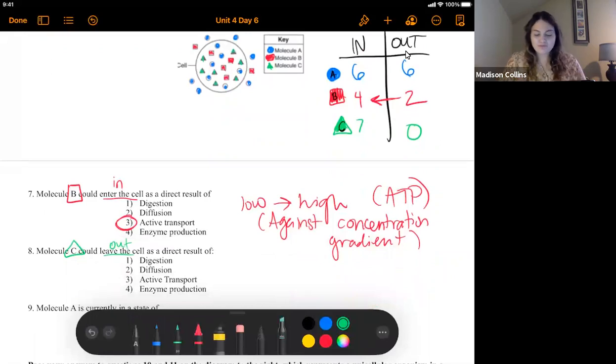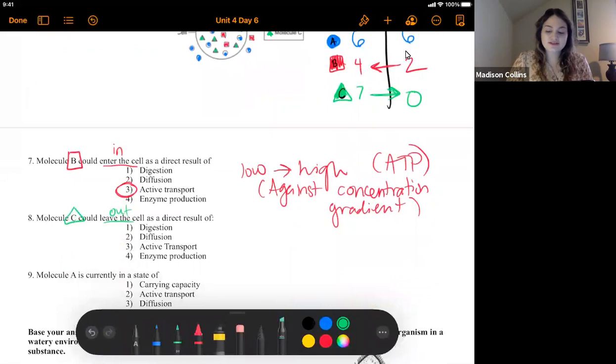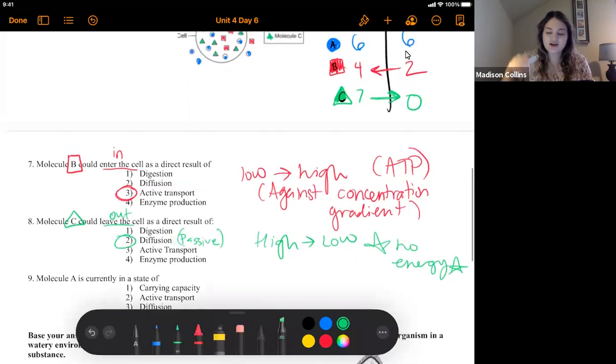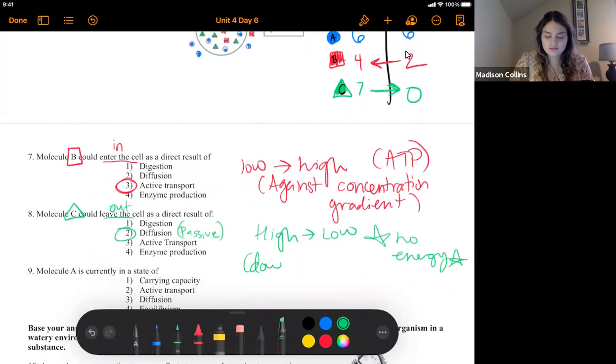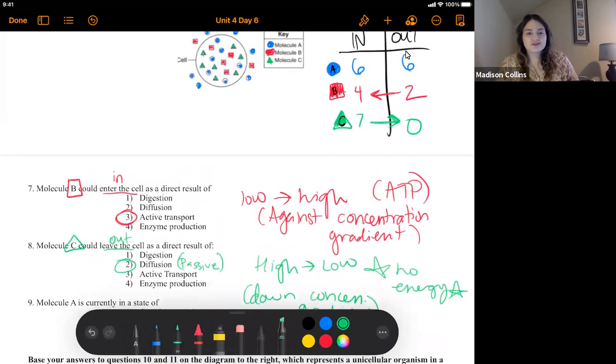Okay, but we have 7 molecules of molecule C inside and 0 outside. The only way that molecule can travel out of the cell is through a process that allows it to go from high to low concentration. So it's going down that slide. That means that no energy is required. So this is an example of diffusion or passive transport. Okay, because we're going down the concentration gradient, going down that slide from high to low, which means that it is passive. So the answer there was 2.